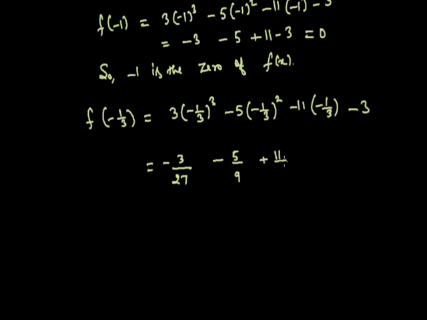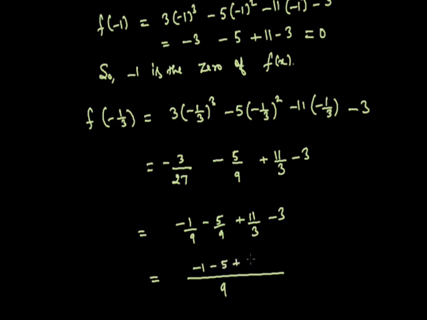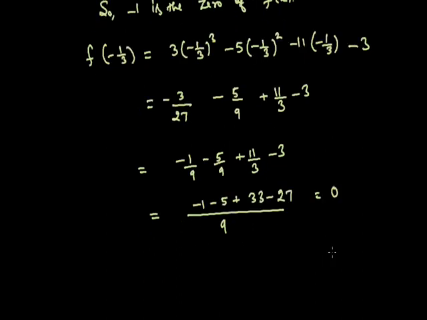plus 11/3 minus 3, or we can say -1/9 - 5/9 + 11/3 - 3. Now taking LCM 9: -1 - 5 + 33 - 27. So this will be equal to 0. Therefore -1/3 is the zero.